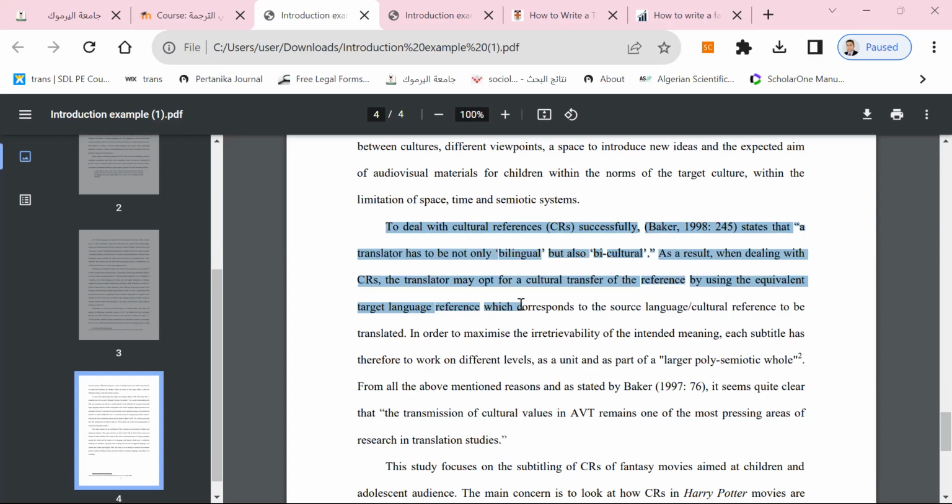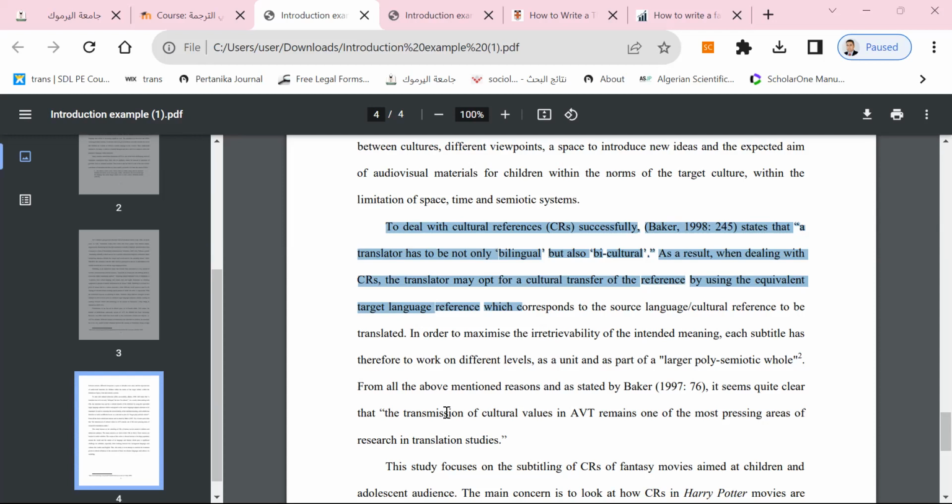To deal with the cultural differences successfully, Baker states that a translator has to be not only bilingual, but also bicultural. As a result, when dealing with cultural references, the translator may opt for a cultural transfer of the reference by using the equivalent target reference, which corresponds to the source language cultural reference to be translated, in order to maximize the retrievability of the intended meaning. Each subtitle has therefore to work on different levels as a unit, as a part of, etc.